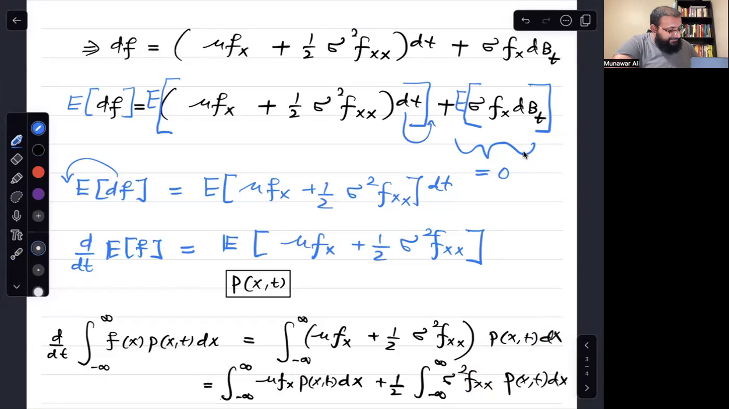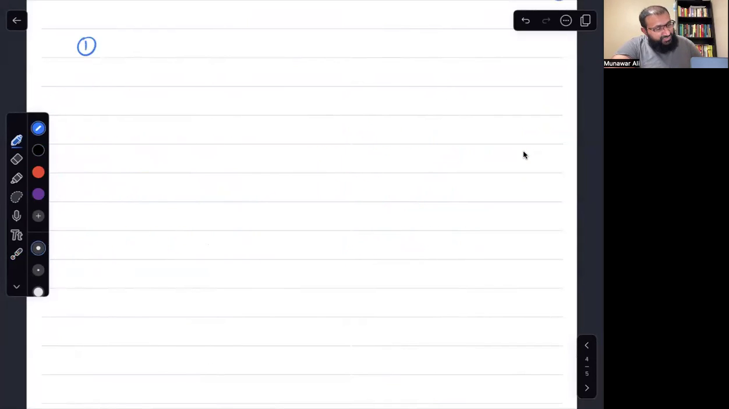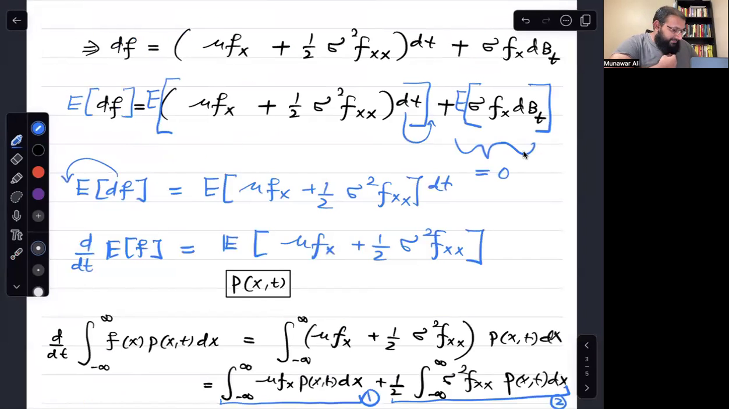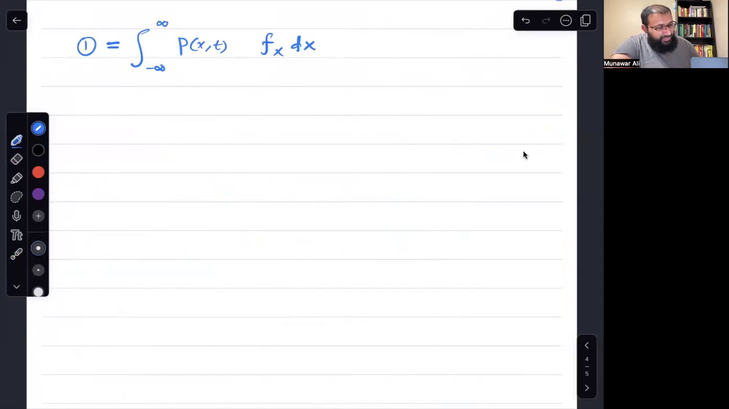So I'm calling this thing up to here 1, and this thing up to here 2. These are just names that I'm going to give to these things. So my first one is equal to the integral from negative infinity to infinity. I'm writing mu with p, f_x dx.